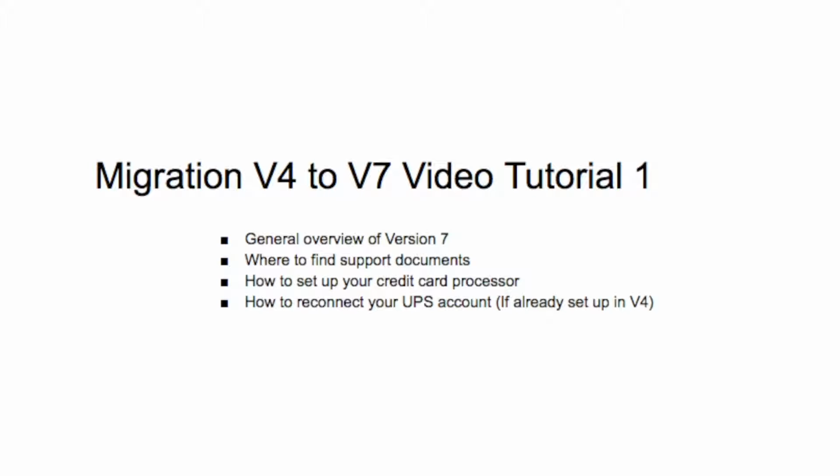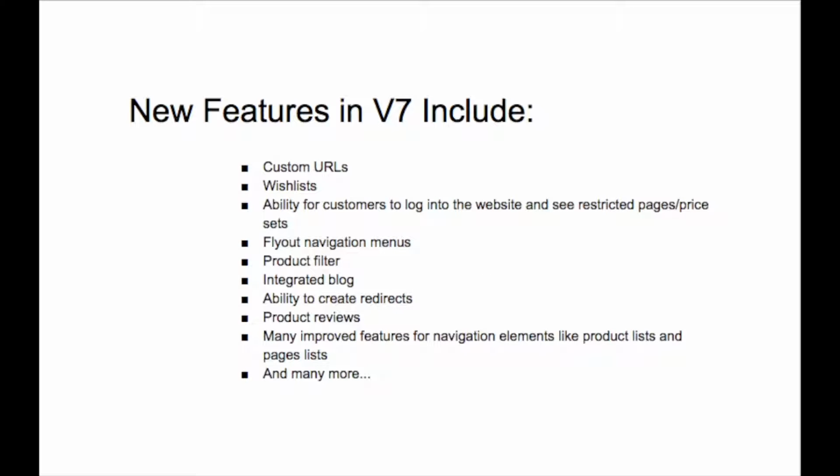This is the first video in a series of videos that will help you with your migration to version 7 of the Web Builder. In this video we will provide a general overview of version 7, where to find support documents, how to set up your credit card processor, and how to reconnect your UPS account if you had UPS set up in version 4.